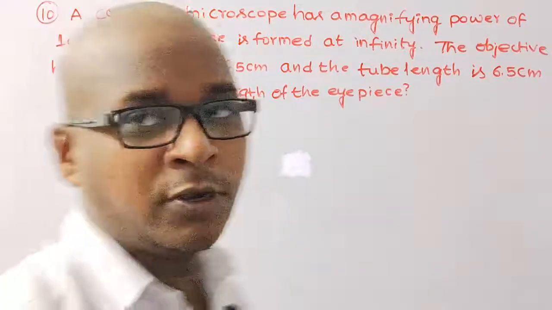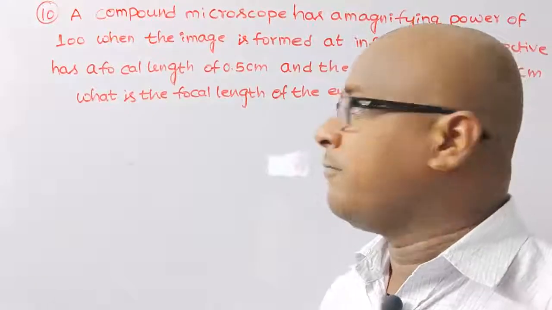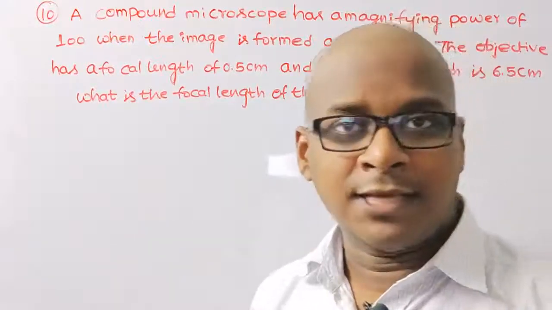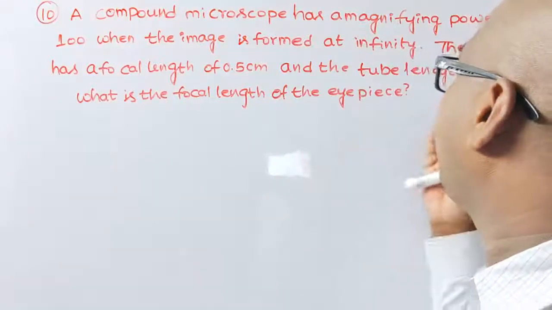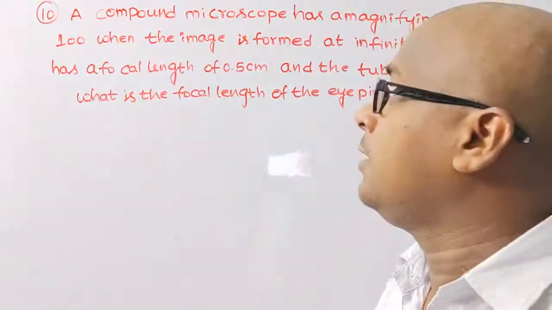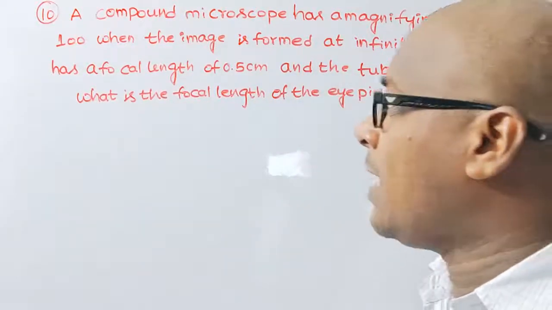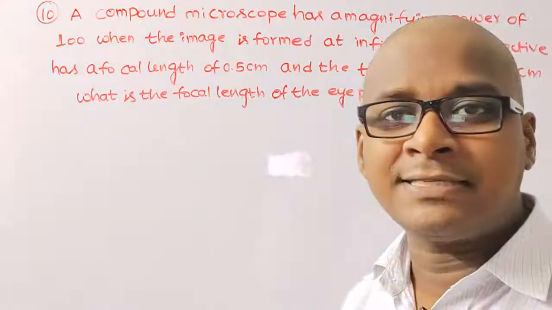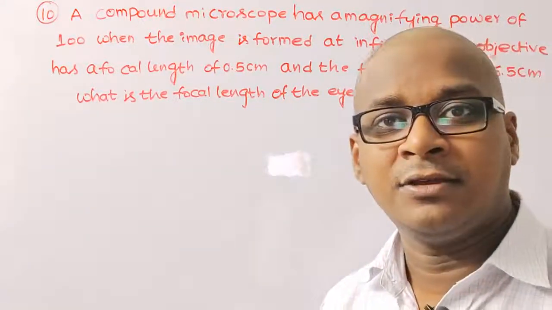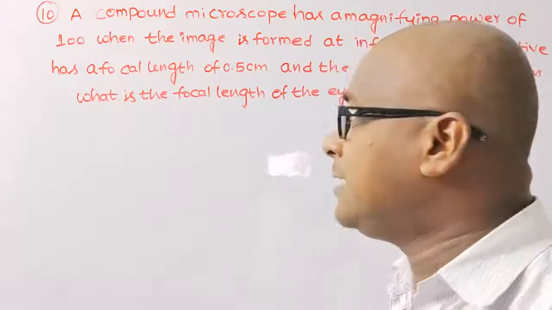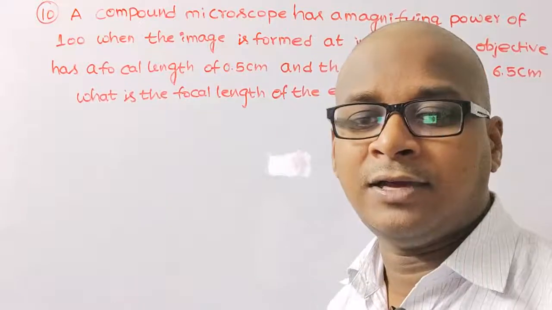10th problem, the last problem in this book back questions, students, the 10th question. A compound microscope has a magnifying power of 100 when the image is formed at infinity. The objective has a focal length of 0.5 centimeter and the tube length is 6.5 centimeter. Then find out what is the focal length of the eyepiece.